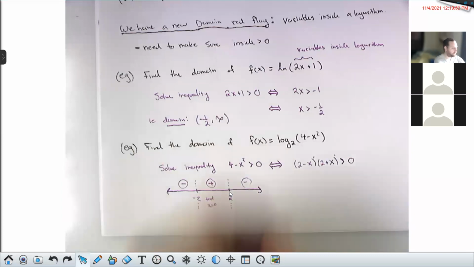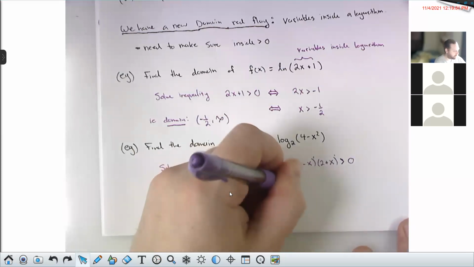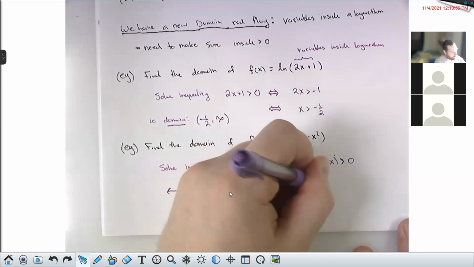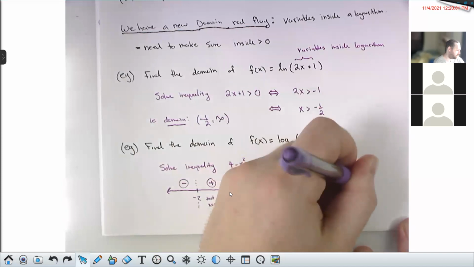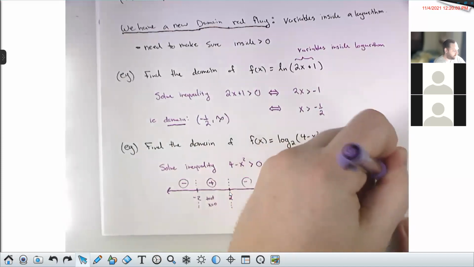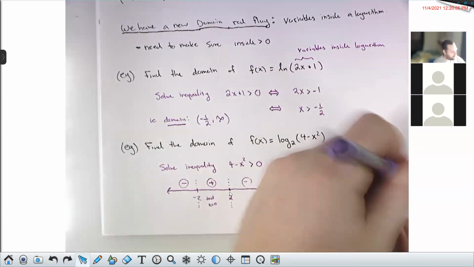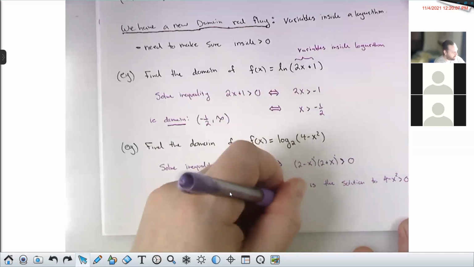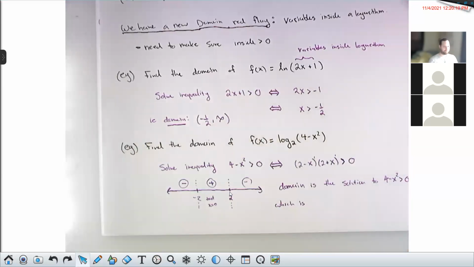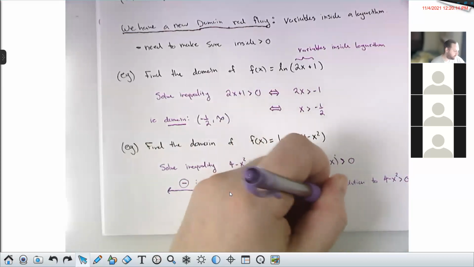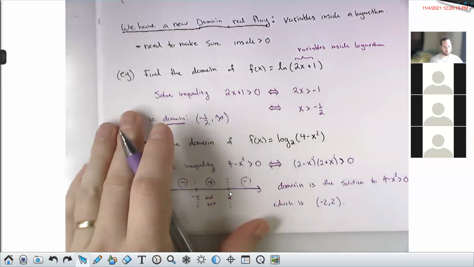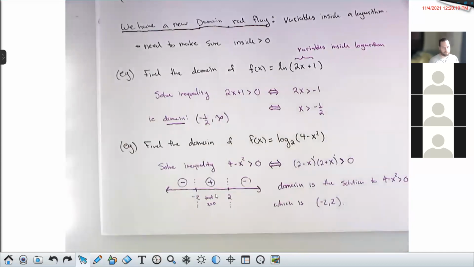All right, so what is the domain of this function? The domain is the solution to the inequality 4 minus x squared is greater than 0, which is -2, 2. Very good, with parentheses. Open interval, perfect. Parentheses, -2 to 2, because both -2 and +2 make this thing equal to 0, and 0 is not bigger than 0.